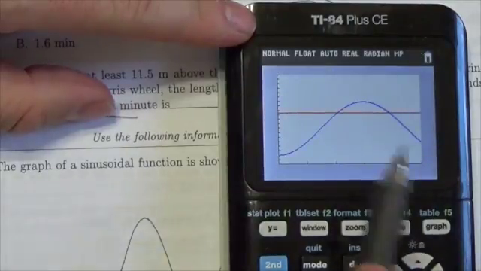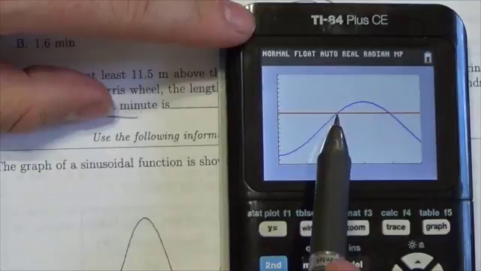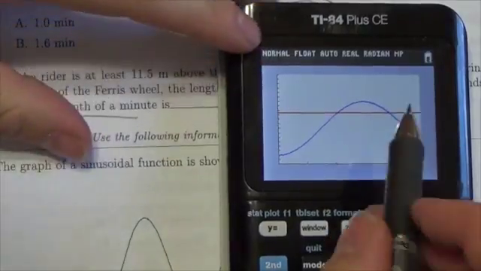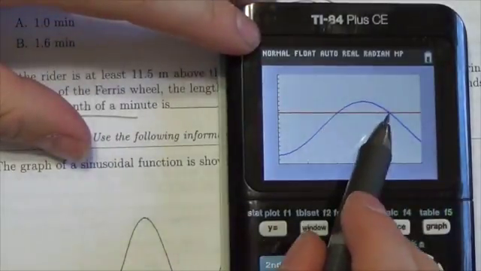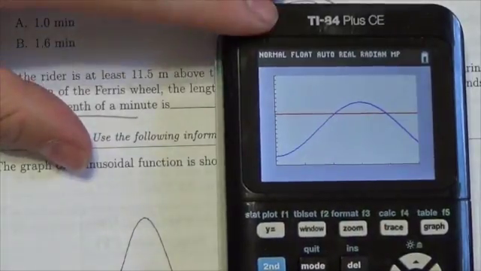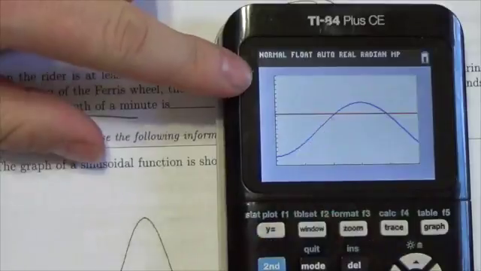Now in the previous question, I was interested in that first point of intersection because the question was, at what time does this person first get past 10 meters? That was the previous question. Now the question is, how long are they above 11.5 meters? So this is what we're going to do. I'm going to find that first point of intersection.